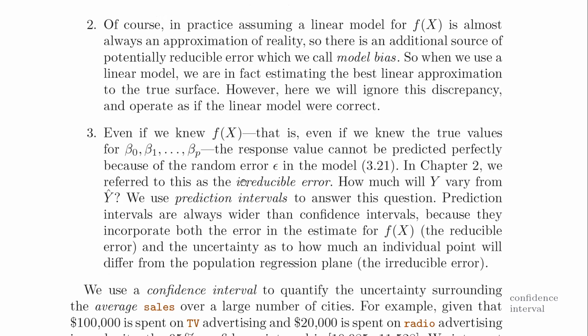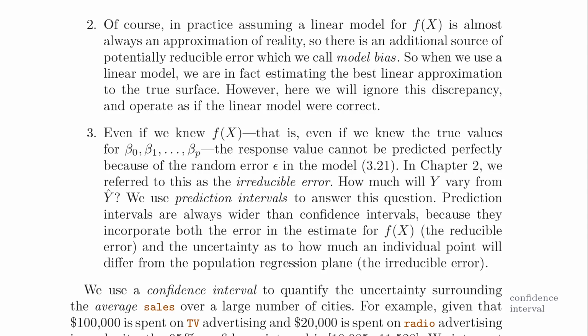Of course, in practice, assuming a linear model for f of x is almost always an approximation of reality. So there is an additional source of potentially reducible error, which we call model bias. So when we use a linear model, we are in fact estimating the best linear approximation to the true surface. However, here we will ignore this discrepancy. This is a chapter on linear regression, right? So we'll operate as if the linear model were correct.